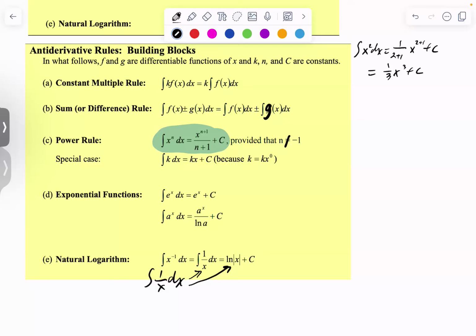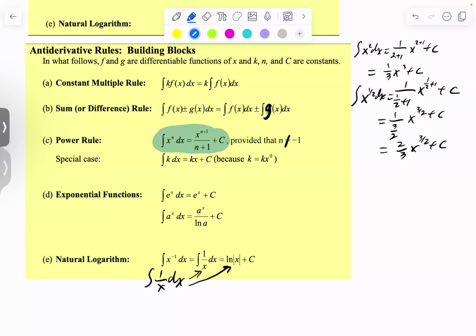Where it gets a little tricky is if we have the integral of x to the 1/2 power, then that's going to be 1 over 1/2 plus 1, x to the 1/2 plus 1 plus c. And because we have fractions, it gets a little bit muddied there. So just be careful. And in fact, let's go even further.